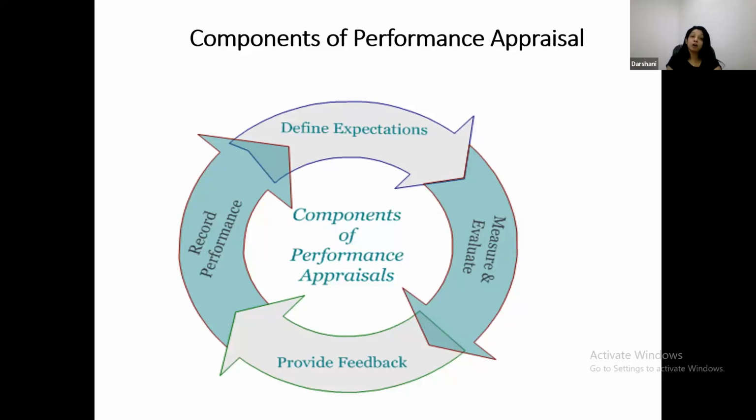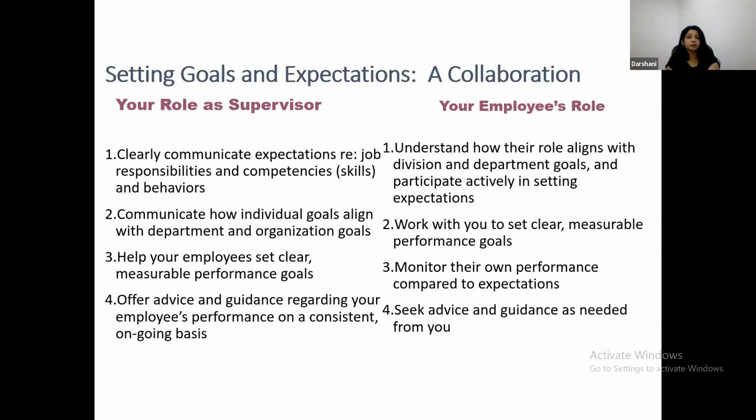Last one, record performance. Then you record the performance. Okay, for this one 3, this one 4. So likewise, ultimately your rating is 3.5 or maybe 4. Then again you define the expectations for the next year. So likewise, this should go as a cycle, the performance appraisal. So setting goals and expectations, right?